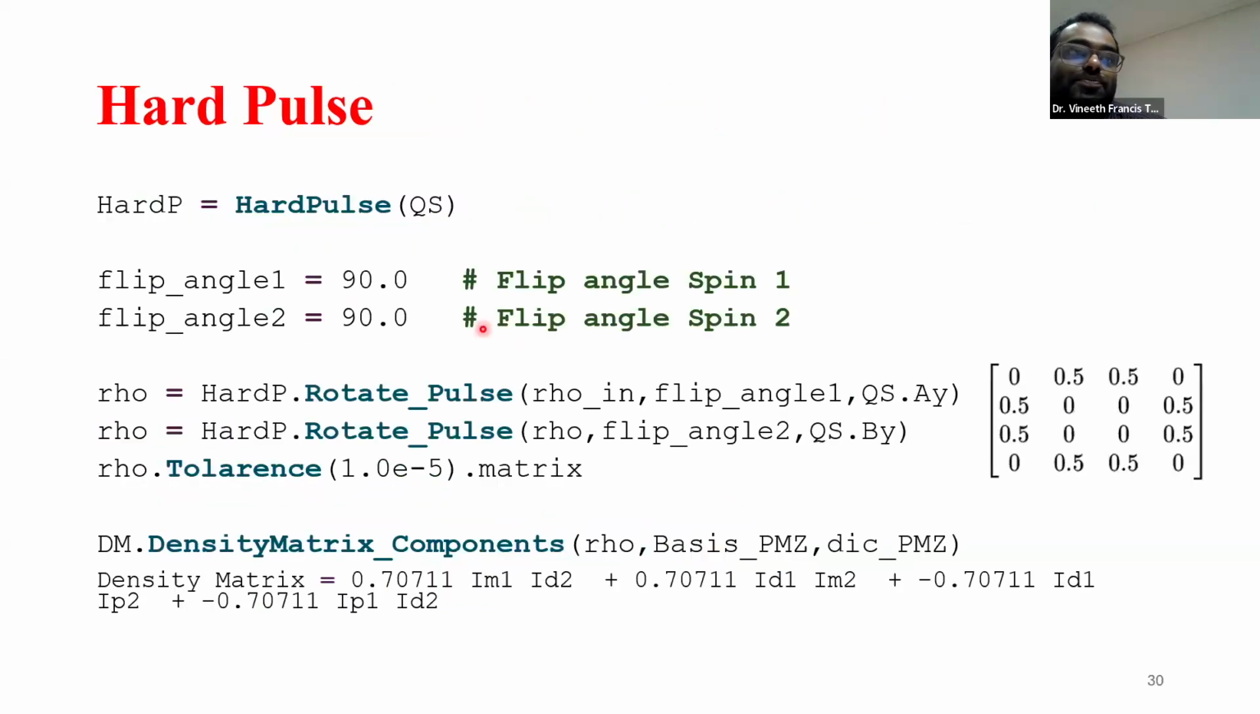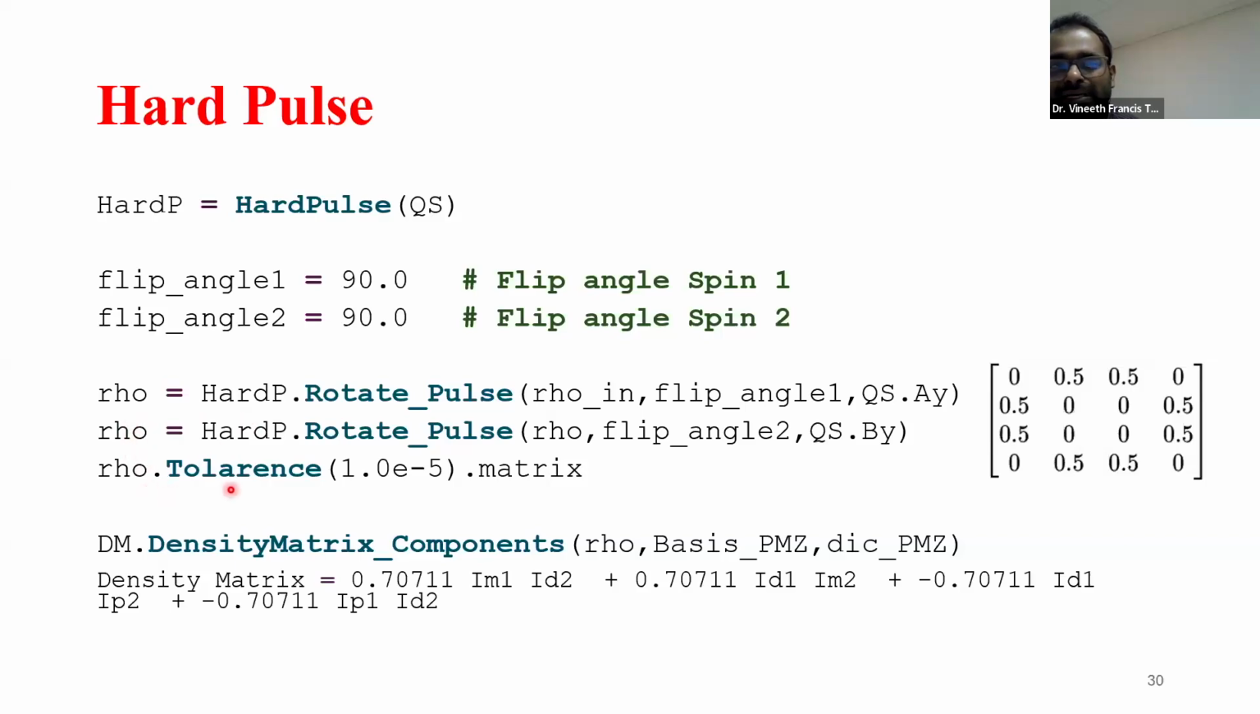Now if you want to make some pulse, you can use this module, hard pulse, and you can define how much you want to flip the spins. So you can say, I want to flip both spins 90 degrees. Then you can use this function rotate pulse. You give the initial density matrix, the flip angle, and about which operator you want to rotate the density matrix. So you can use that, and it will rotate the density matrix.